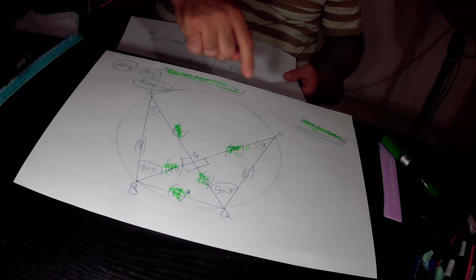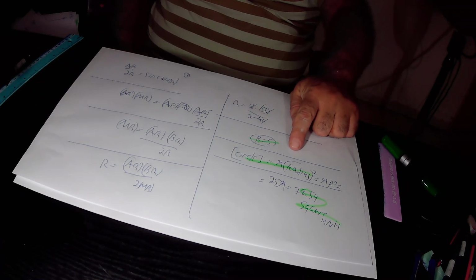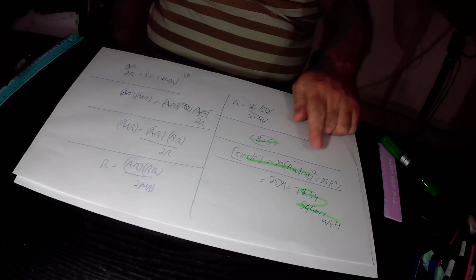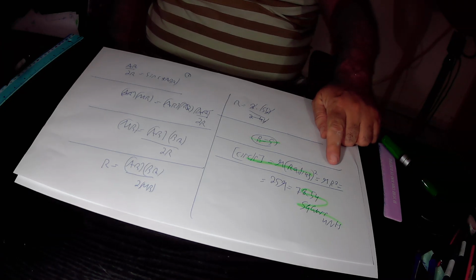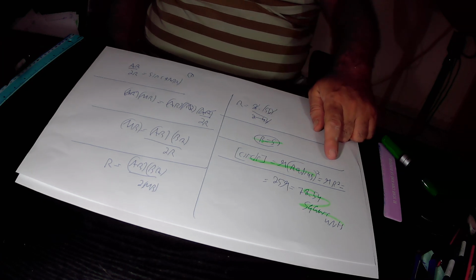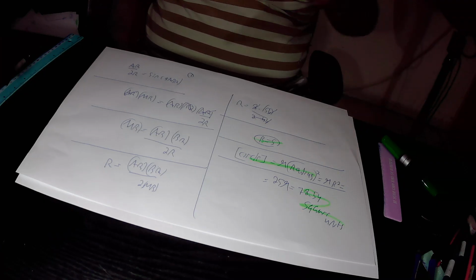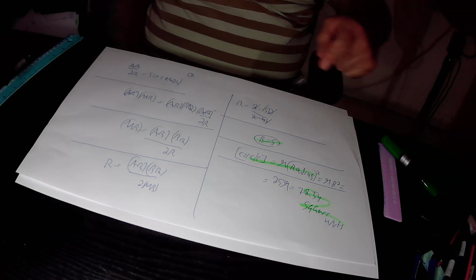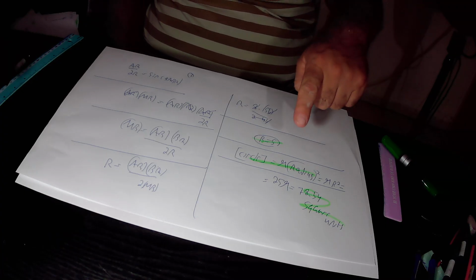Our task is to find the area of this circle. We know that the area of any circle equals pi times the radius of the circle squared. Therefore, the area of our circle must be equal to pi r squared. But r is 5, therefore r squared is 5 squared, that is 25. So the area of our circle must be equal to 25 pi square units.